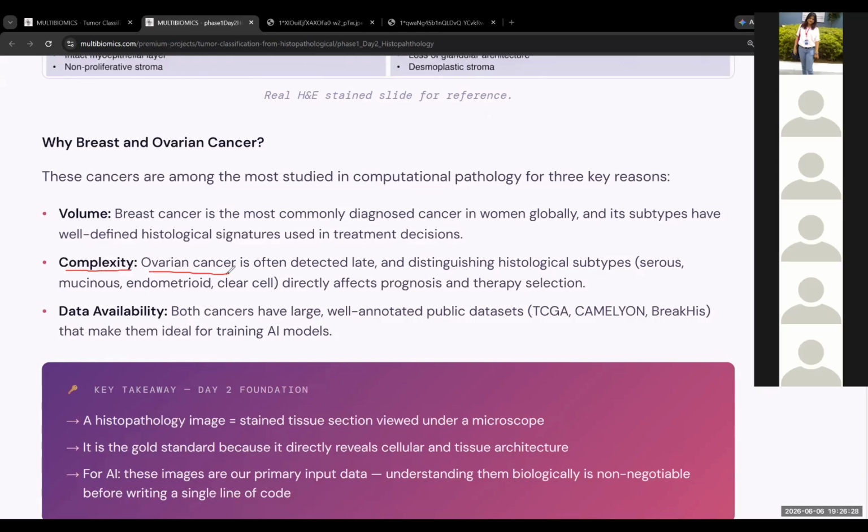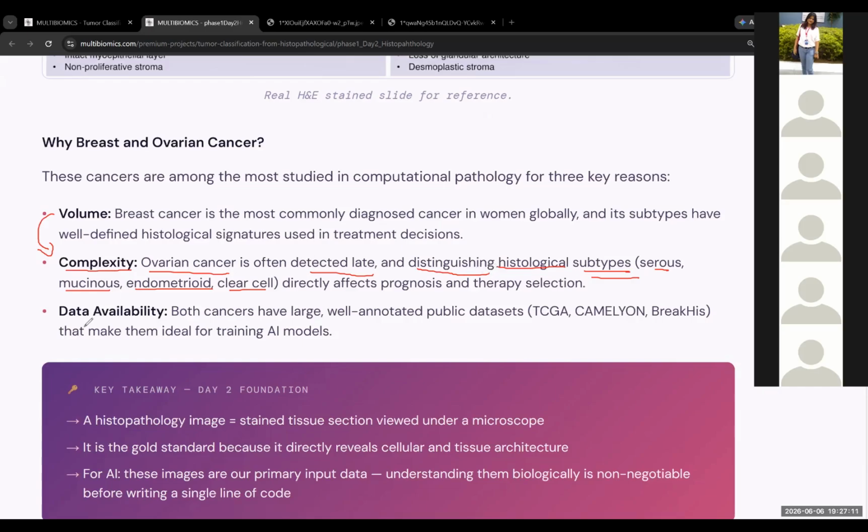Now, ovarian cancer, I have told you in the last class also, it is an inner organ. You cannot touch it, you cannot feel it so often. So it is detected very late in the stages, and that is why it is quite a contrast to breast cancer. But nonetheless, their histological subtypes, that is tissue subtypes, different types of tissue cancer like serous, mucinous, endometrioid, and clear cell, have also been distinguished. Previous studies have been done.